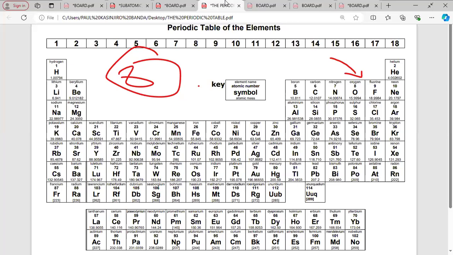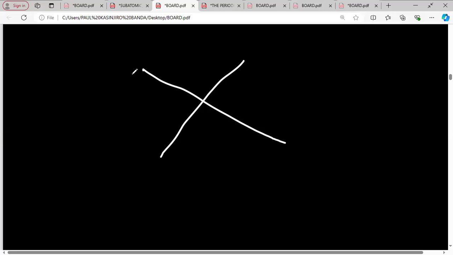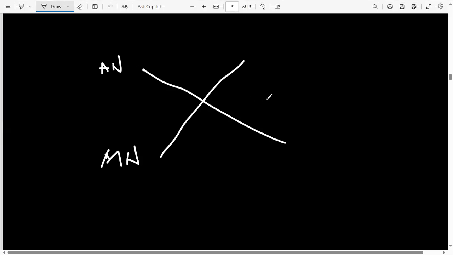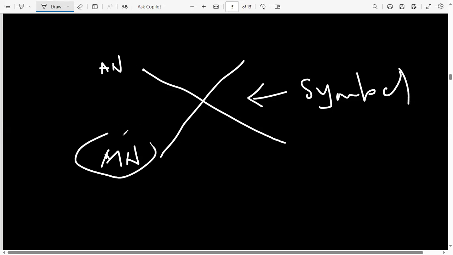Let me look at this periodic table. Where is it? The atomic number is on top. So on top here, you have the atomic number, and down here, you have the mass number. This is the representation of all the atoms on the periodic table. This X here is the symbol for that atom, and this one here is the mass number.